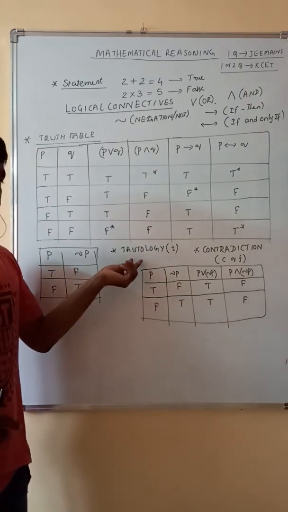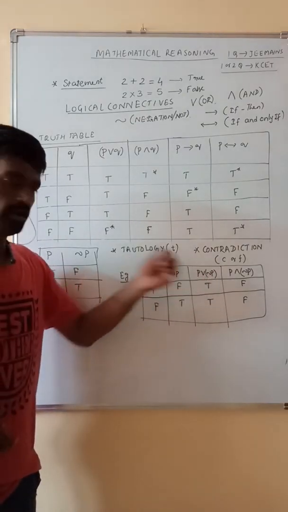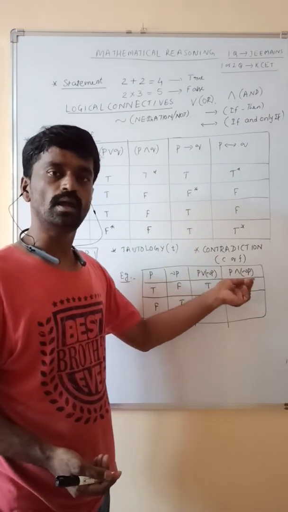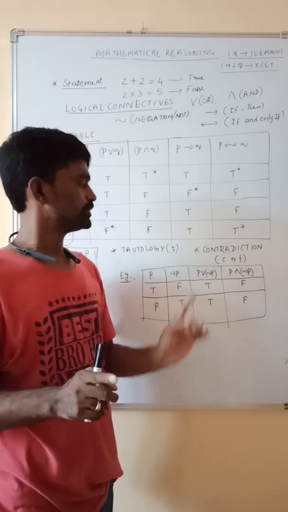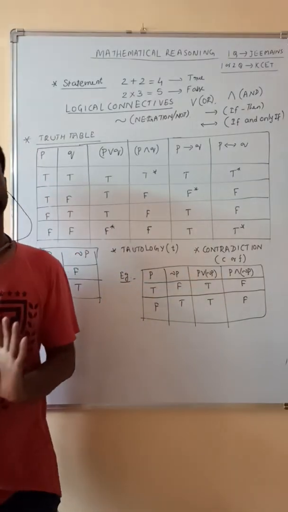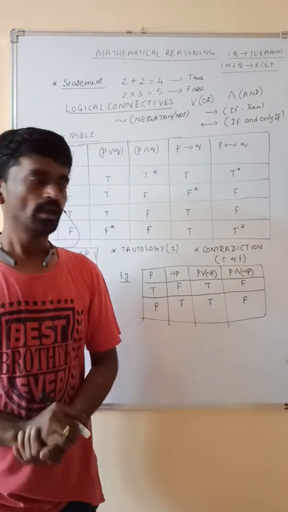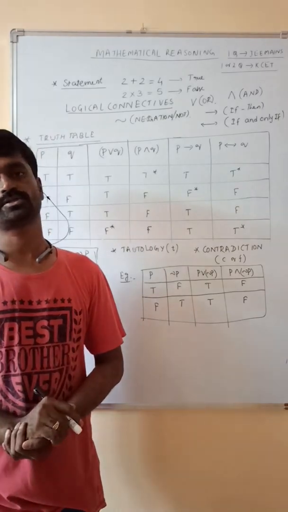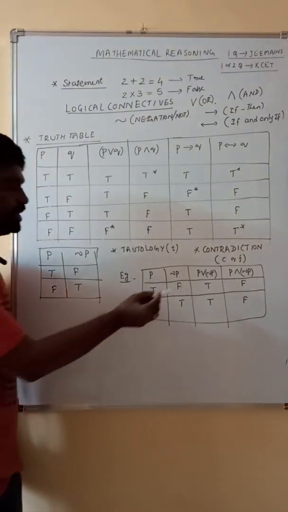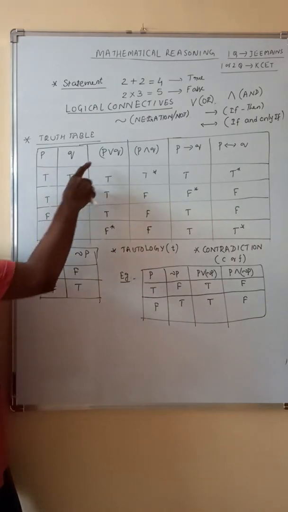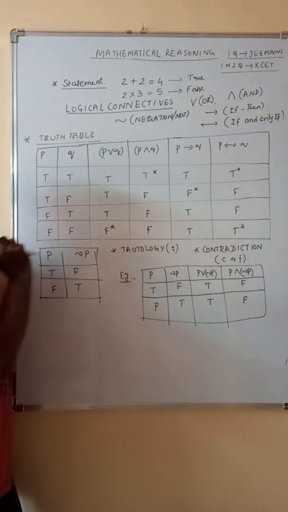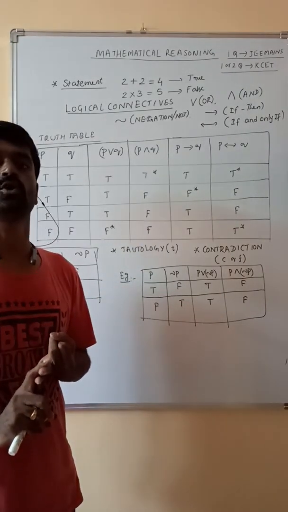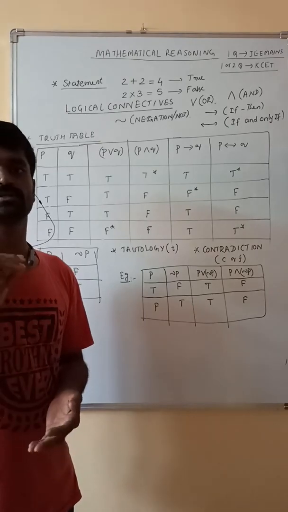The basic example for tautology is P or negation P, and the basic example for contradiction is P and negation P. Remember, P or negation P is always true, that is why it is a tautology. And P and negation P is always false, that is why it is a contradiction. See here, P or negation P. In OR, what is the rule? If both are false, then only false. Is it possible that P and negation P are both false at a time? Not possible. So it is never false, that means it is always true.